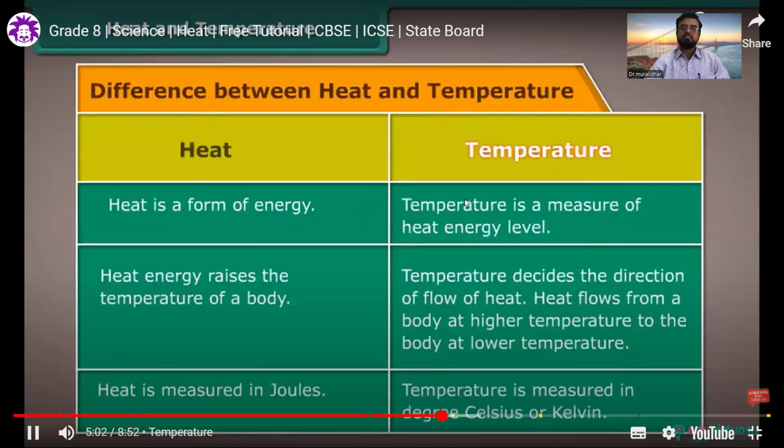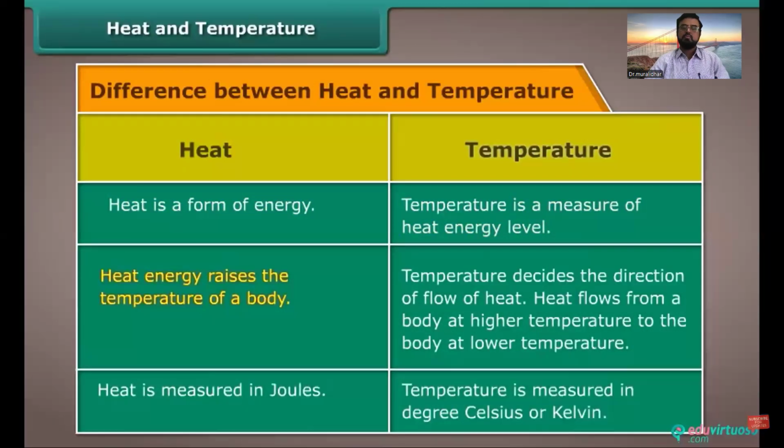Heat is a form of energy. Temperature is a measure of heat energy level. Heat energy raises the temperature of a body, while the temperature decides the direction of flow of heat. Heat flows from a body at higher temperature to a body at lower temperature. Heat is measured in joules. Temperature is measured in degrees Celsius or Kelvin.